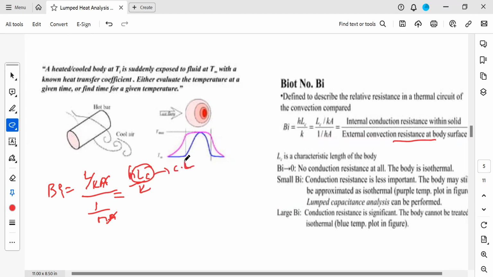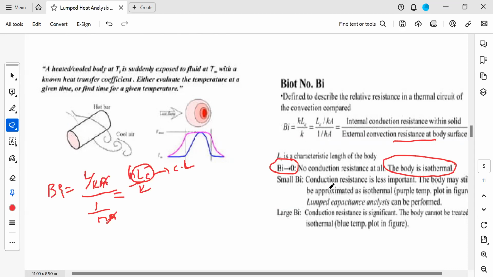So different geometries will have different characteristic lengths, and we will calculate the characteristic length for different geometries later. Next, when the Biot number is 0, meaning conductor resistance is 0, the body is termed isothermal. When the Biot number is small, conduction resistance will be less, and the body is still approximately isothermal.